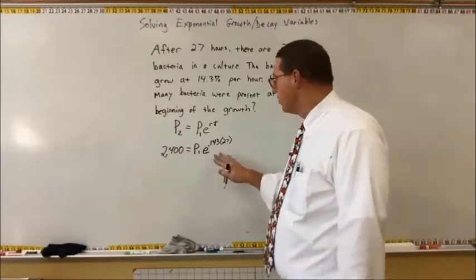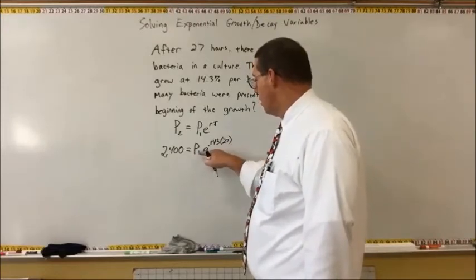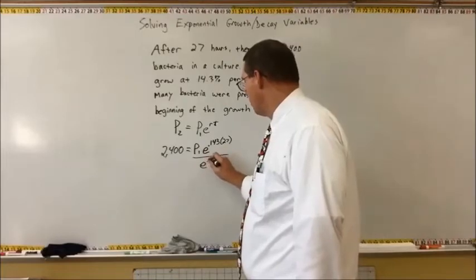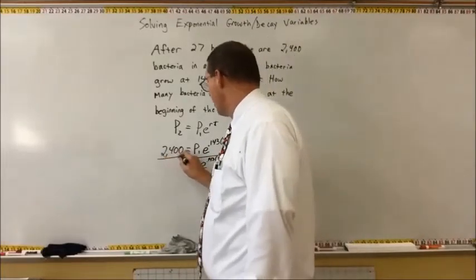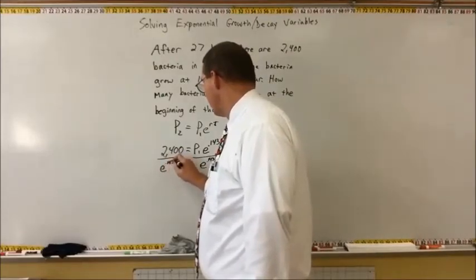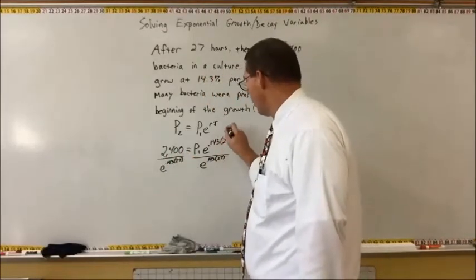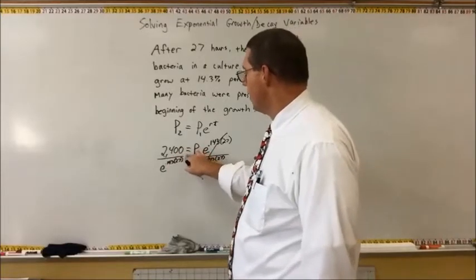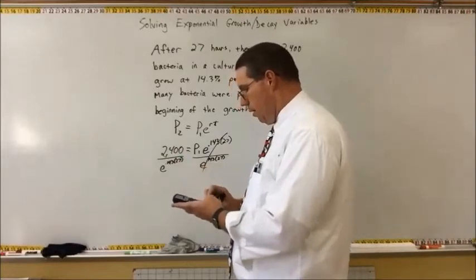So again, we need to divide, because this is p times e to the power of, right? So we're going to divide by e to the power of 0.143 times 27 on both sides. Here it'll cancel on this side, and all we have left is p is equal to the starting value, which is 2400 divided by e to the power of 0.143 times 27.